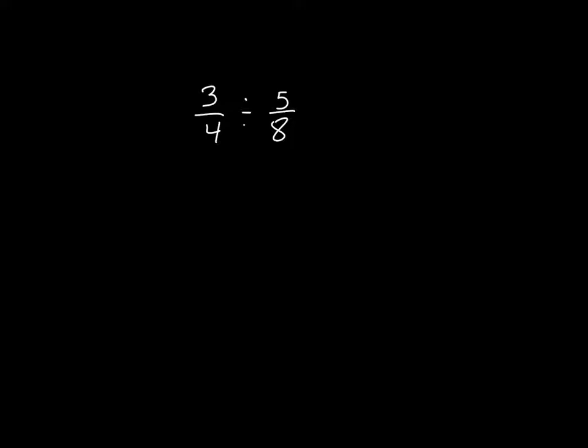All right, let's keep change again. We keep the first fraction, 3 over 4. Change the division to multiplication, and flip the second fraction to 8 over 5. Now we can cancel 4 and 8, which can both be divided by 4. 4 divided by 4 is 1. 8 divided by 4 is 2.